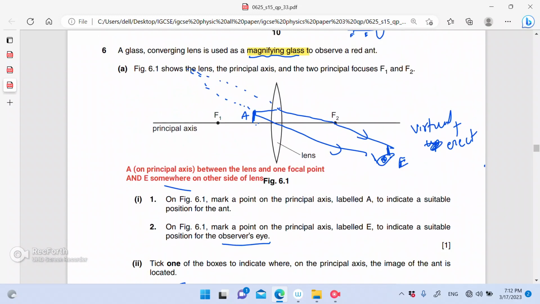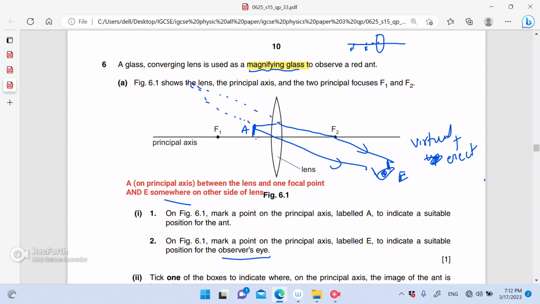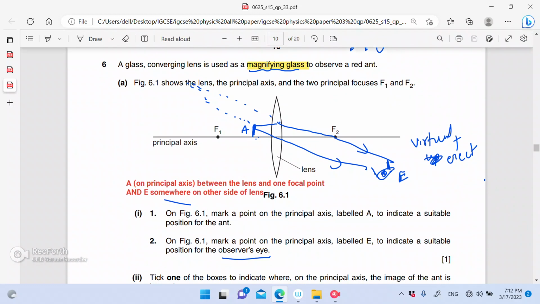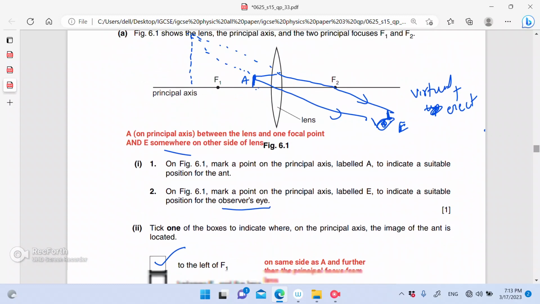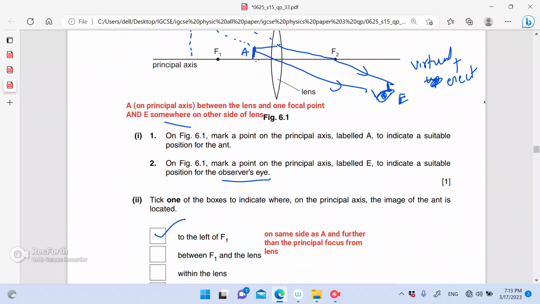So when you know this, you can very easily draw this diagram. If the object is here, the image will form somewhere here, right? So the position of your eye will be here. And what is the size of the image? It is enlarged. And what is the nature? Nature is vertical and erect.